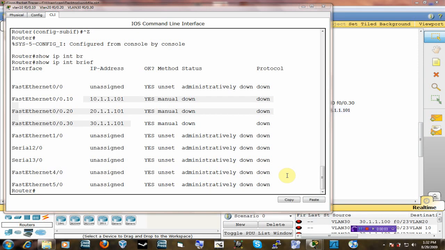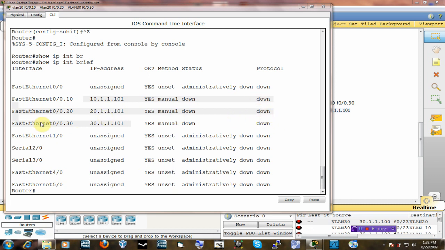Alright, this is part 3 of the video, and in the previous videos we have created the VLANs on the switches, and now we're working on the router itself. We have created our sub interfaces on the router, but as you can see they are all down. This is a really good question. Why are these interfaces down?